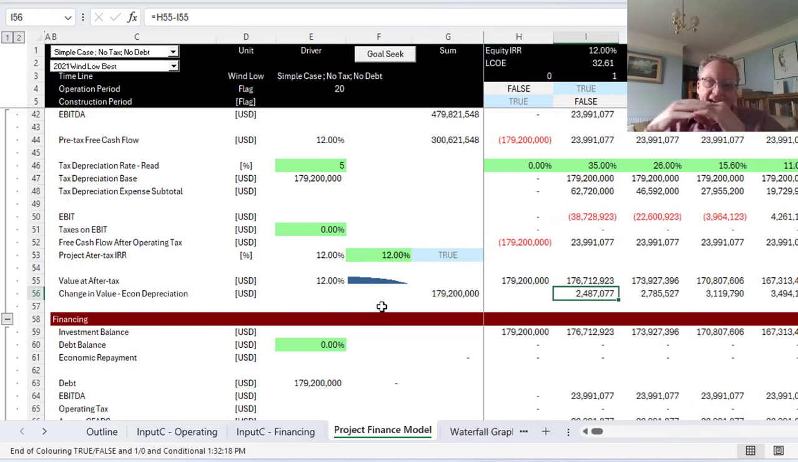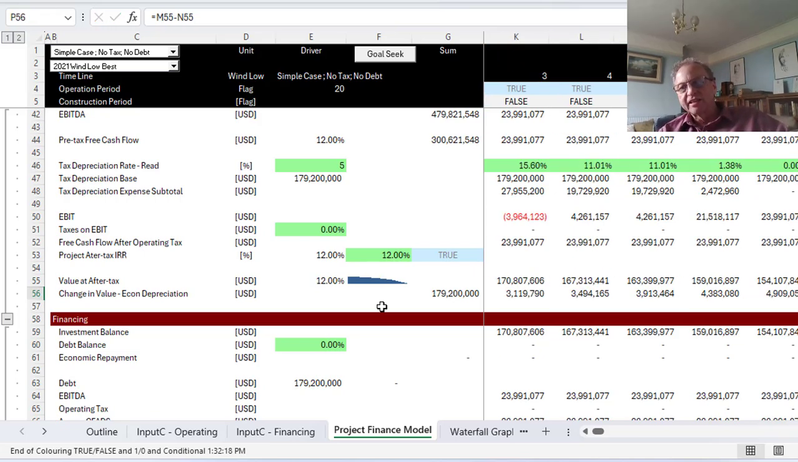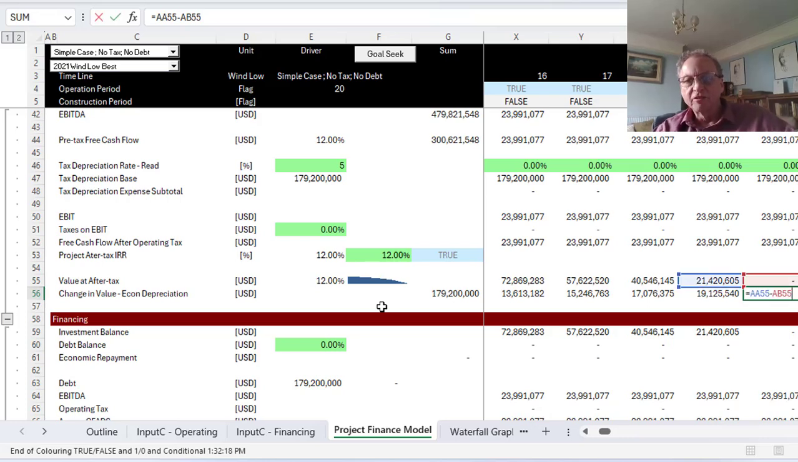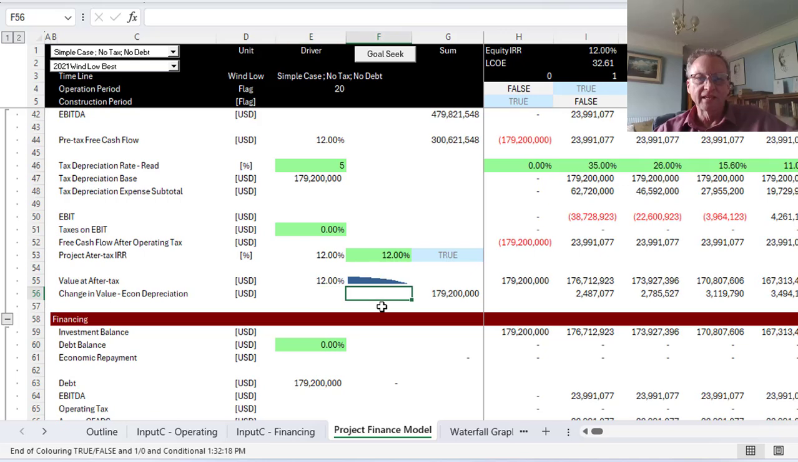And the economic depreciation is the change in the value. So this is how much the value goes down. And eventually the value goes down to zero, and you get the last depreciation in the very last year. So that's our depreciation. It starts low. It's nowhere close to straight line.